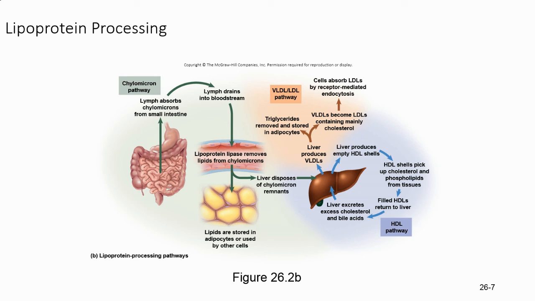Meantime, the liver has produced empty HDL shells. These are high density lipoprotein. These are fundamentally different from the other complexes because they have the ability to go out into the tissues, capture lipids, and bring them back to the liver, whereas VLDLs and LDLs are taking fats from the liver and delivering them out to the tissues.